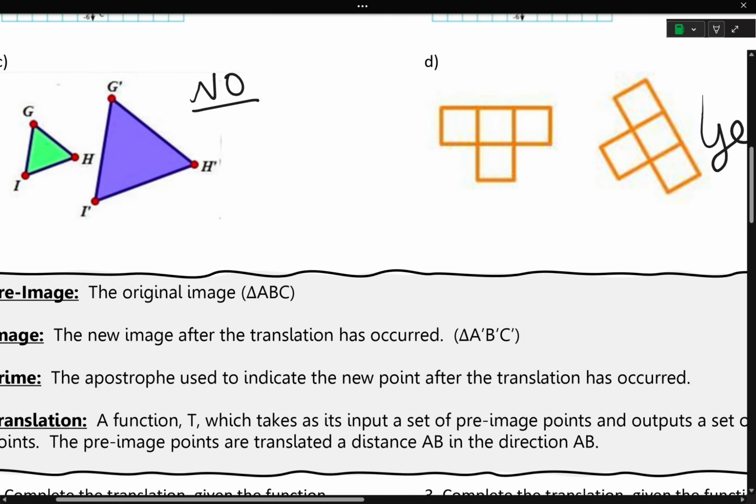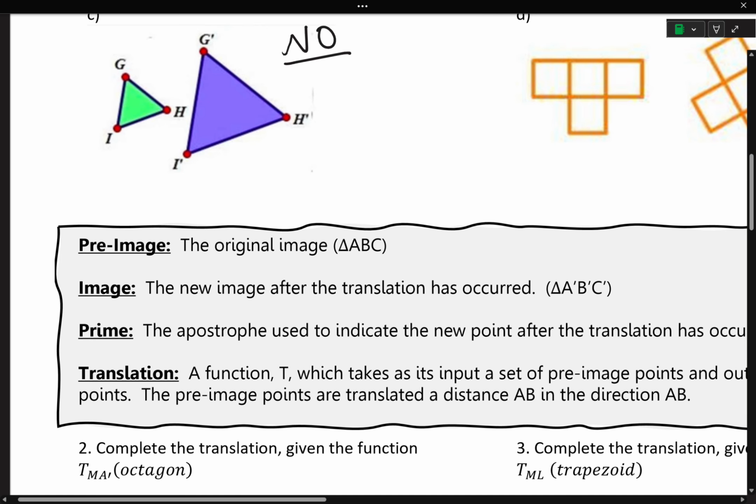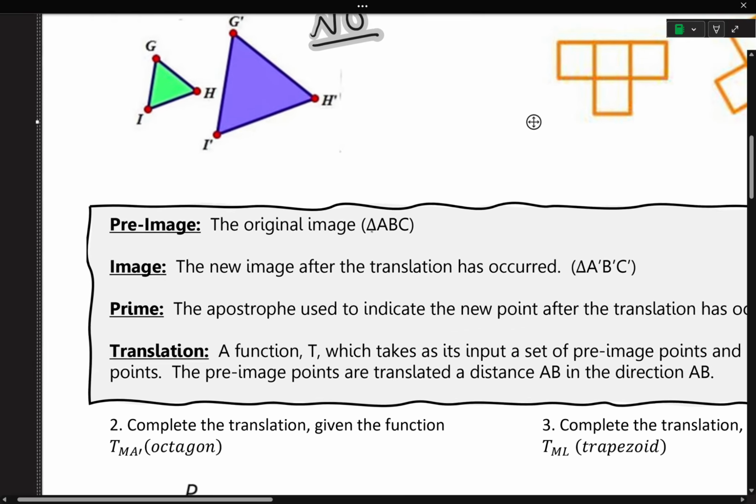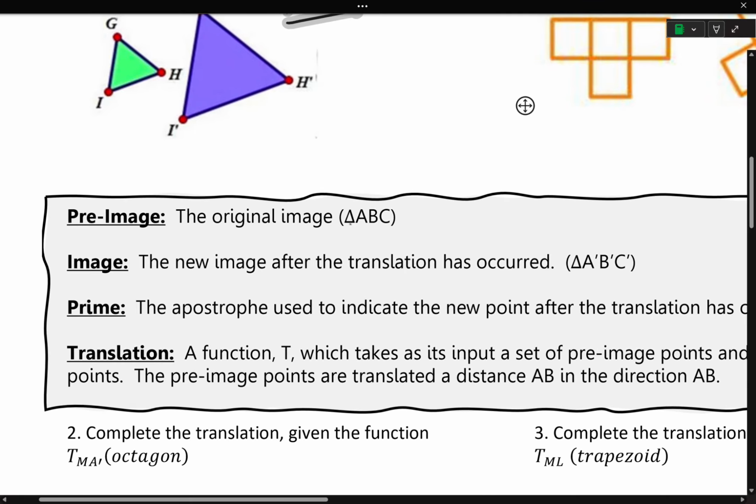Time for a few more vocab words. The pre-image is the original image. When you look at it, like a triangle, for example, you would have triangle ABC. The image is what we call the new image. So after we've translated, so after we've moved it in some sort of way, we label it with these little apostrophes. A apostrophe, B apostrophe, C apostrophe. That apostrophe is called prime. So you'll hear me say A prime, B prime, and C prime.